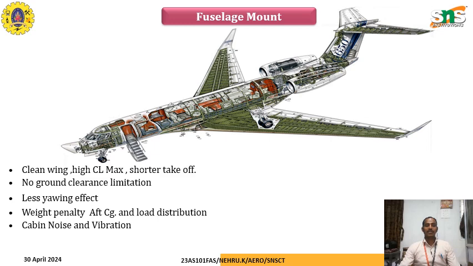Here we have a clean wing, high CL max, and shorter takeoff. Ground clearance is not limited, and less yawing effect is created due to being close to the CG. There is a weight penalty aft of the CG, and load distribution may be reduced. Cabin noise and vibration is the main issue if you mount the engine on the fuselage.